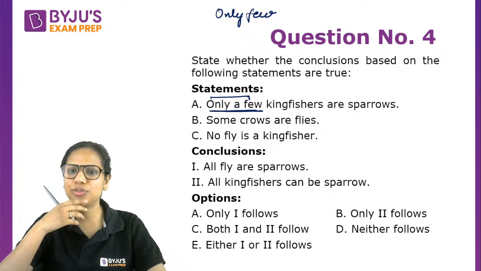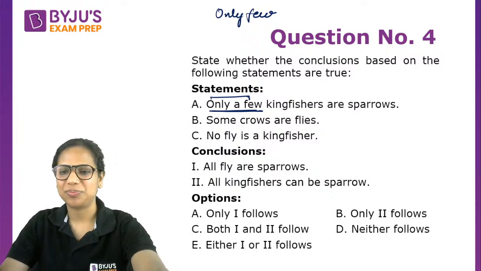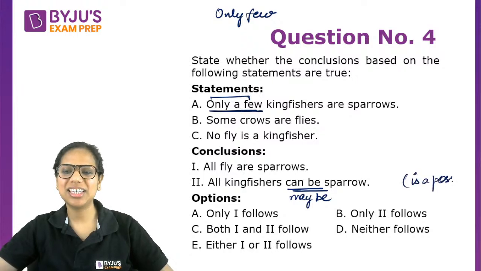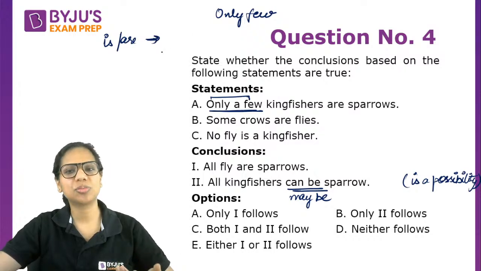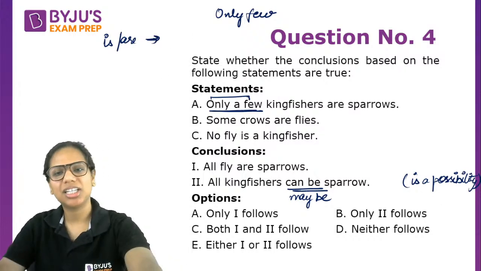Only few, only a few. Let me see what you say this time. Can be a sparrow, can be, maybe, is a possibility. It's all the same thing, okay? Is and are indicate a short statement, a definitive statement as we call it. Can be, maybe, is a possibility. They indicate possibilities.